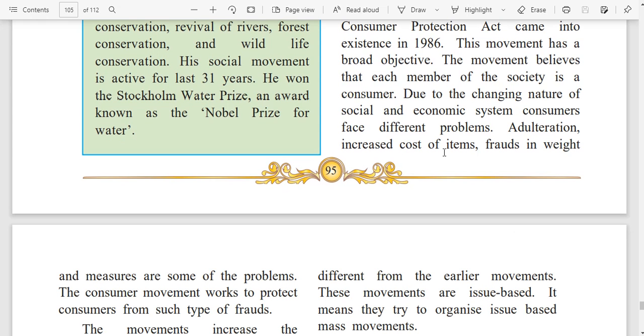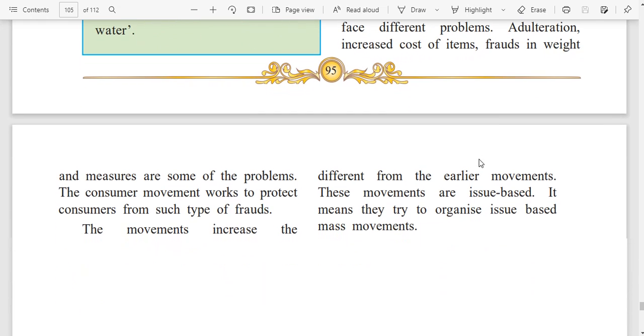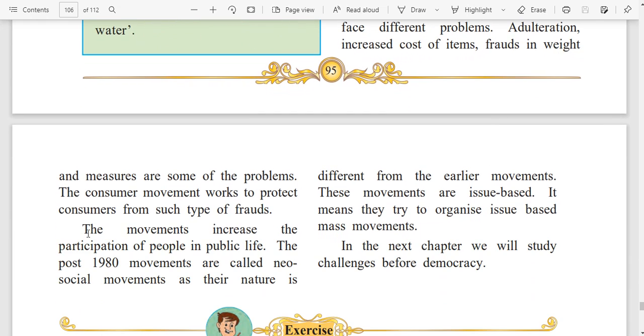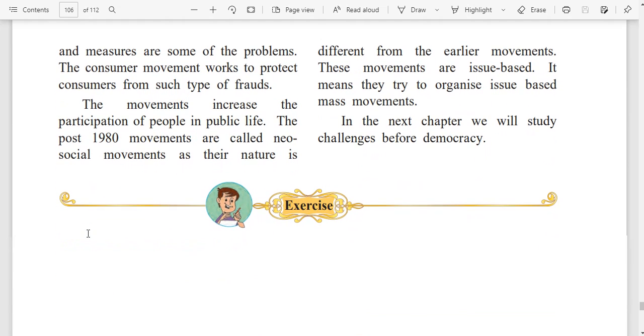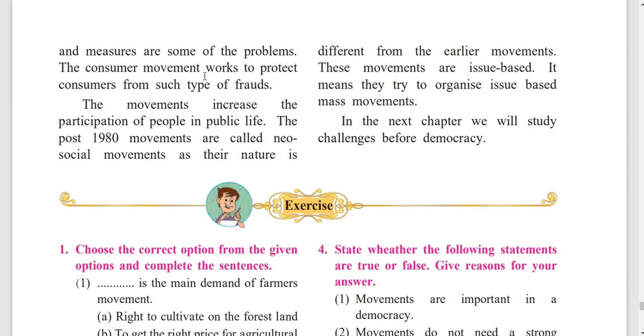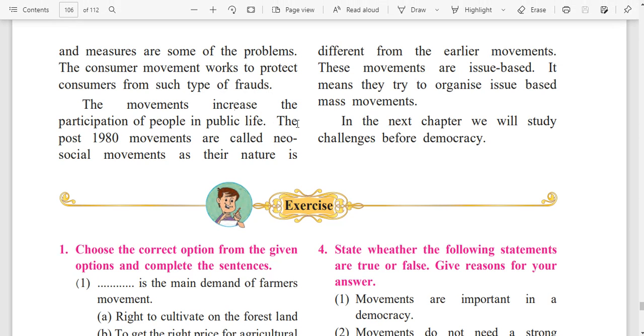Adulteration, increased cost of items, fraud, frauds in weight and measures are some of the problems. The consumer movement works to protect consumers from such type of frauds. The movements increase the participation of people in public life.